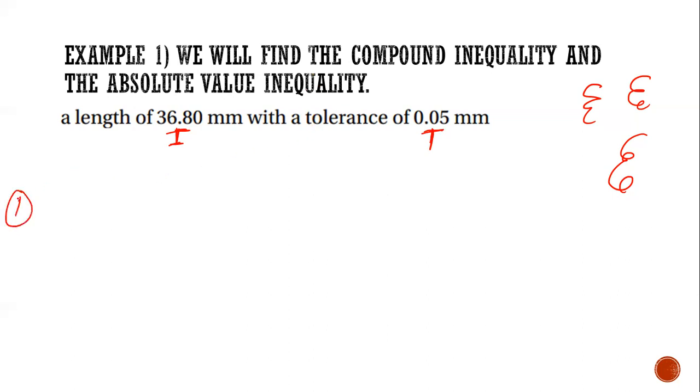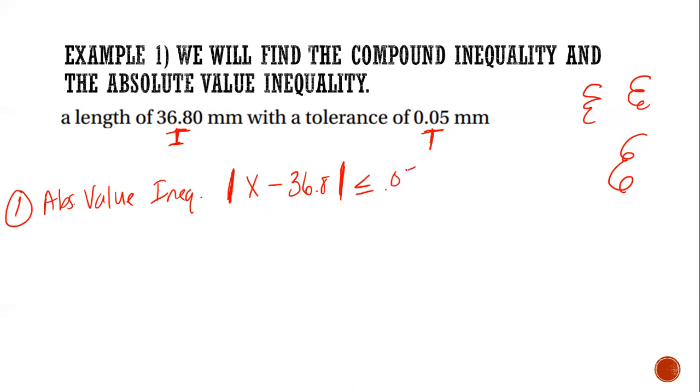So first thing we're going to do is write the absolute value inequality. Do I have my I and my T, so can I create my inequality? Yes, my inequality will be x minus my I, which is 36.8, is less than or equal to my tolerance, which is 0.05.